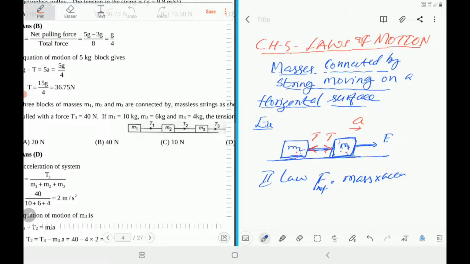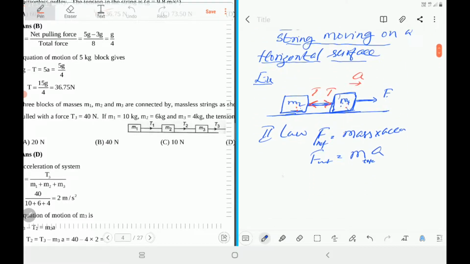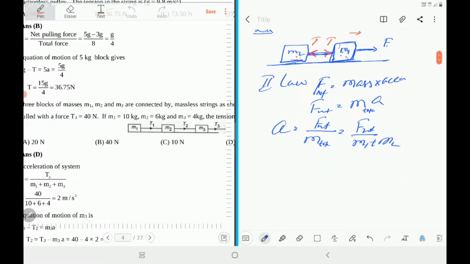They are internal. So total force on the system, net force, is always mass times acceleration. You want acceleration, that is F net equal to M into A. M is total mass. So what is acceleration? That is net force divided by total mass. What is total mass here in this case? Total mass is M1 plus M2. That's it. And net force is F. That's why you write F divided by M1 plus M2. That's it. Once you find acceleration, now the equation of motion.